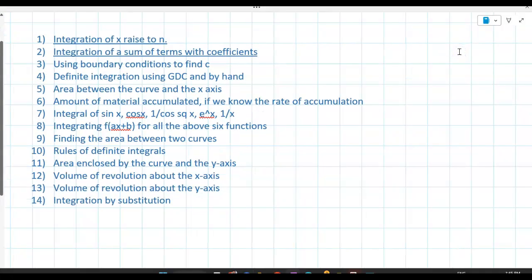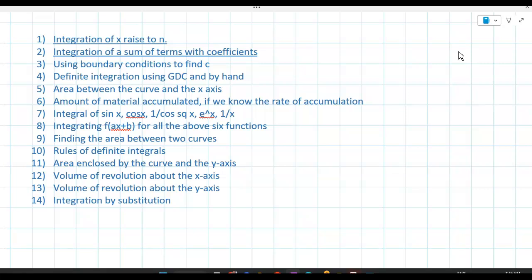Correct? There are 14 things we have to go through. Yeah, there are 14 things. Be careful of the mind. So, integration of x raised to n. We're starting with integration, and there are 14 parts to it. We have to complete that.